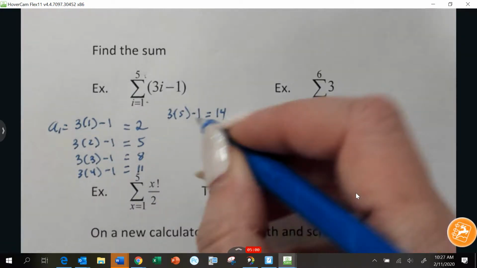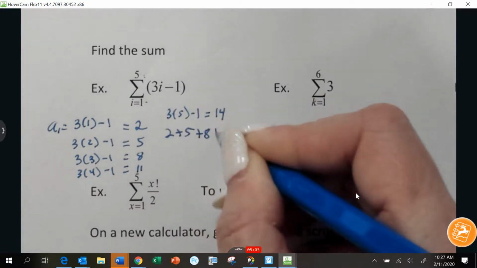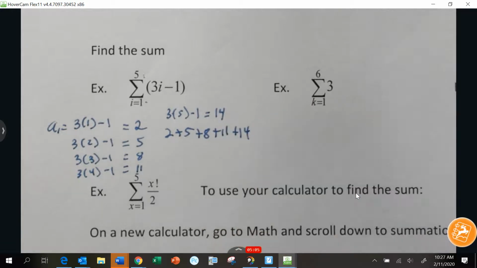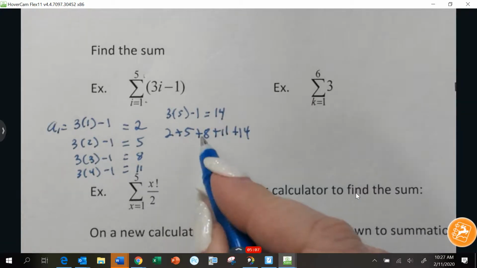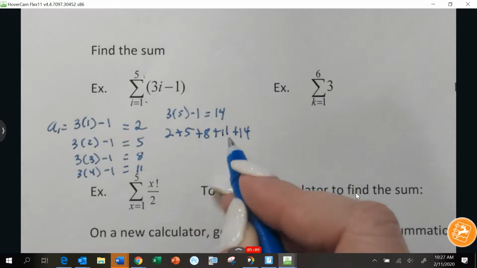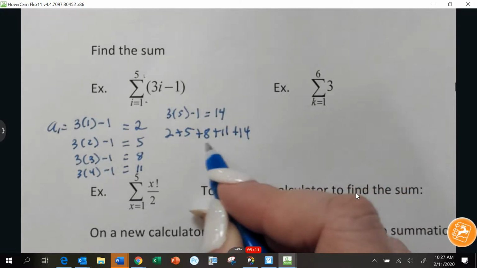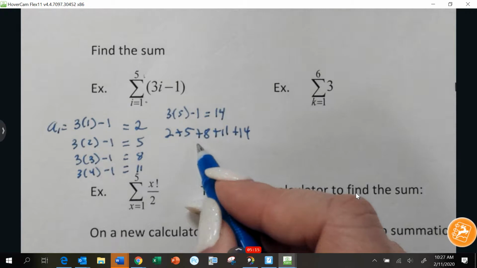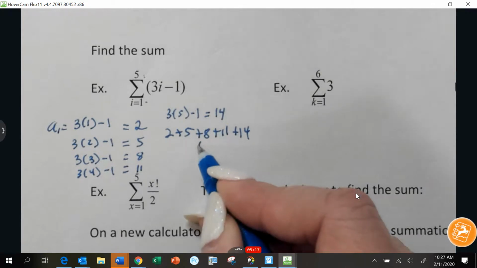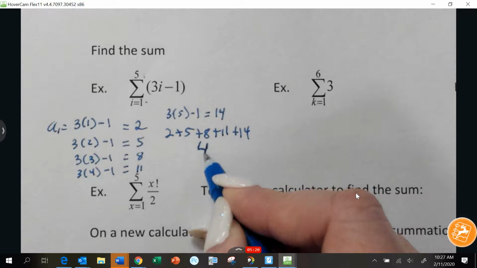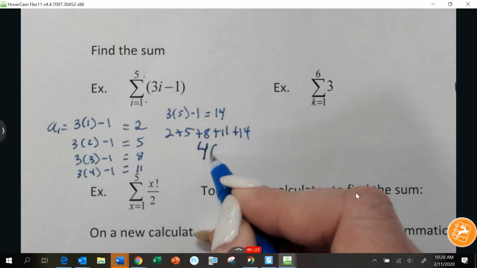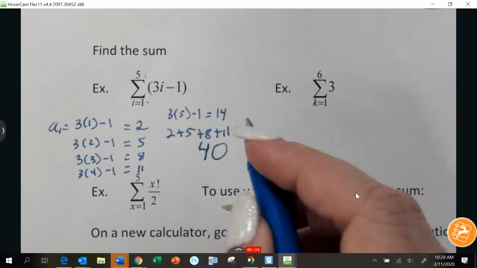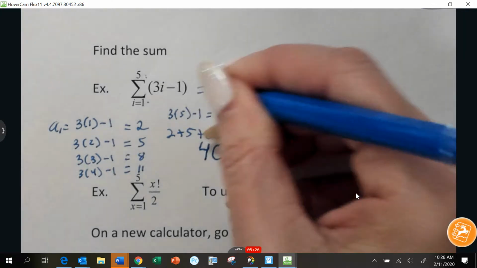Now we're just going to add these up. So I'm going to do 2 plus 5 plus 8 plus 11 plus 14. What'd you get? 40. Yeah, 40. Okay. So the answer to this is 40.